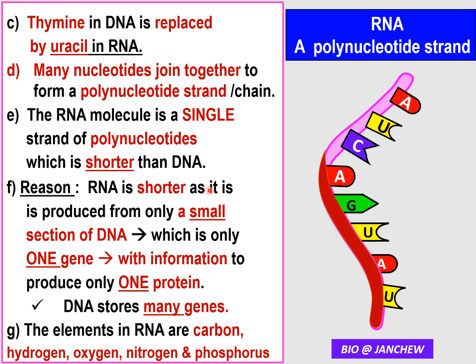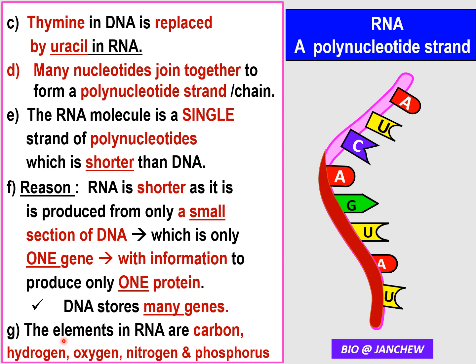Now, why is it that the RNA molecule is shorter than DNA? RNA is shorter as it is produced from only a small section of the DNA. In fact, RNA is formed when the code for the production of one protein is copied from DNA. And the code for the production of one protein is called the gene. So it is only one gene with information to produce only one protein, whereas DNA stores many genes. One strand of DNA will store many genes, thousands of genes.